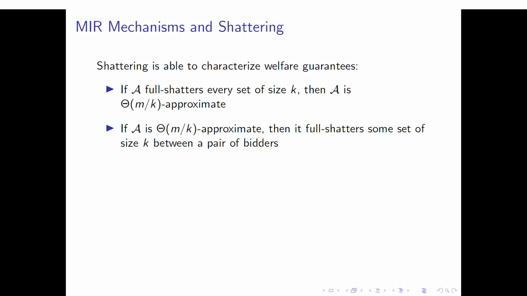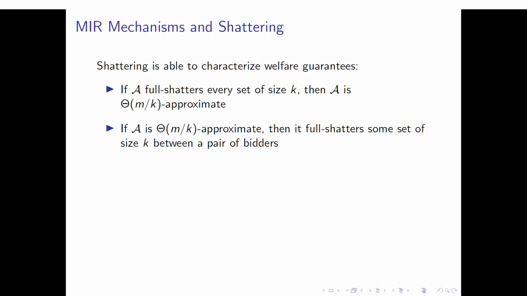So this generalization of shattering is interesting because it pretty much exactly characterizes MIR mechanisms for general evaluations. And what do I mean by this? Well, on the welfare side, we can show that if an allocation bank full shatters every set of size k, then it is m over k approximate. And as sort of a converse, if an allocation bank is m over k approximate, then it full shatters some set of size k between a pair of bidders.